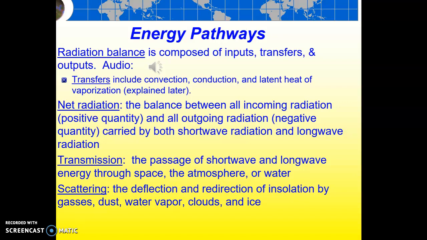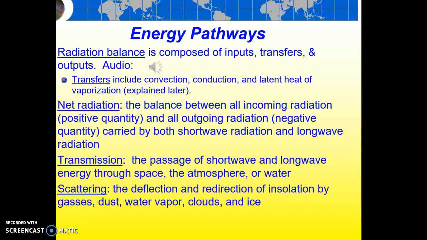So transmission, to explain a little more from what we have above. Transmission is just the passage of shortwave and longwave energy through space, the atmosphere, or water. Shortwave radiation especially can pass through the air, especially in the redder wavelengths. And of course we get radiation from the sun, so it definitely passes through space and the atmosphere.